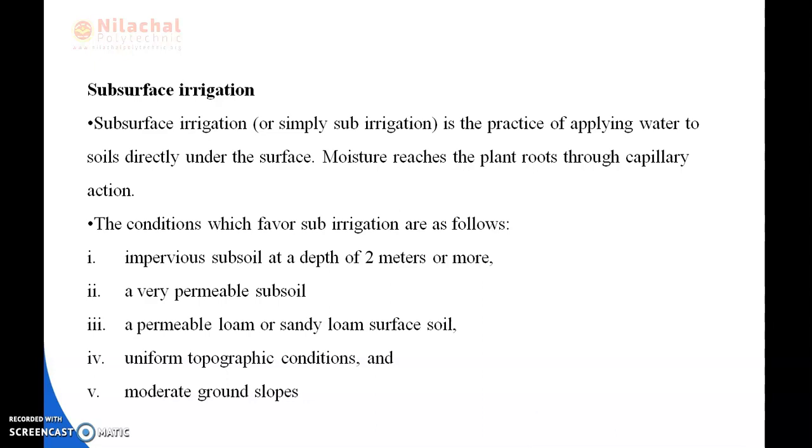Subsurface irrigation is the practice of applying water to the soil directly under the surface. Moisture reaches the plant roots through capillary action. So what are the conditions for subsurface irrigation? Impervious soil at a depth of 2 meters or more, a very permeable subsoil, a permeable loam or sandy loam surface soil, uniform topographic conditions and moderate ground slopes. Okay, so these are some conditions of subsurface irrigation.